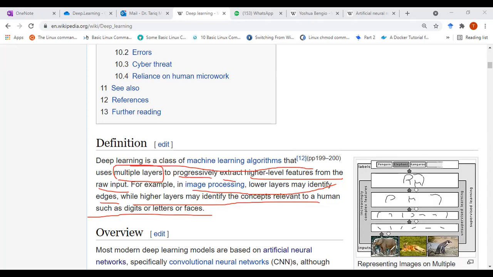Here's how it happens. You give it the image of an elephant. First of all, it's broken up like this, then it builds up like this, then it learns this, and finally it learns this in the final layer, so it recognizes that it's an elephant. These are all the features that it's learning.